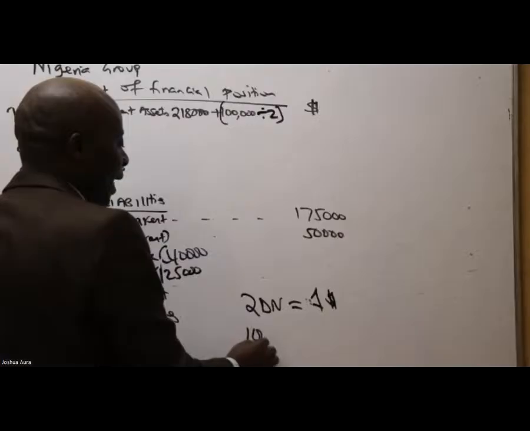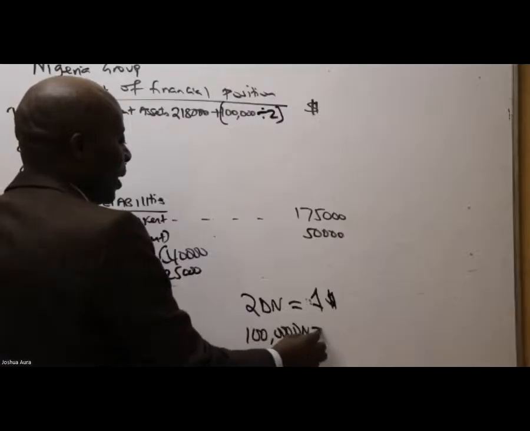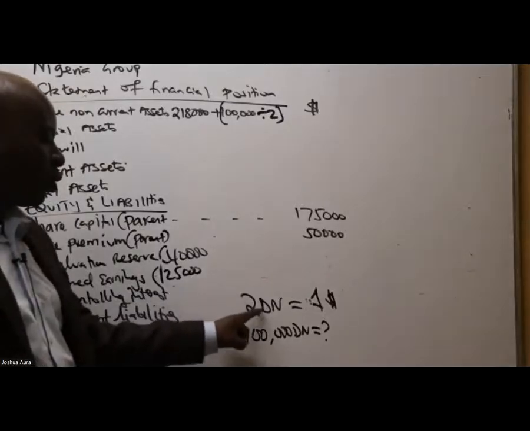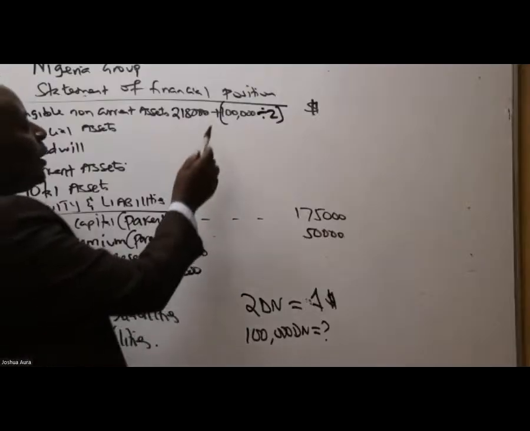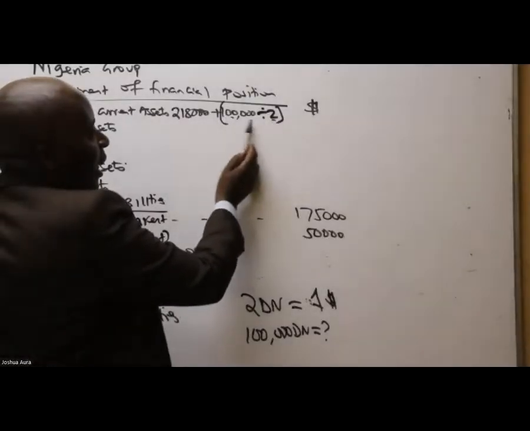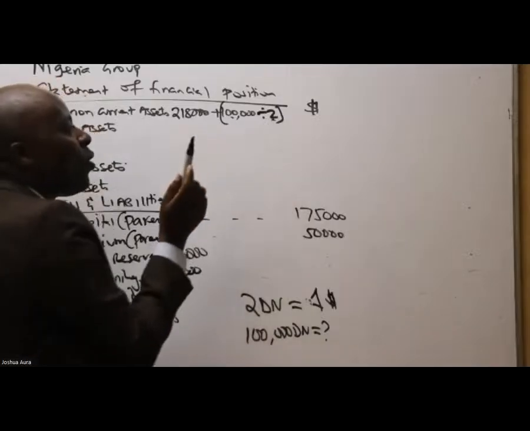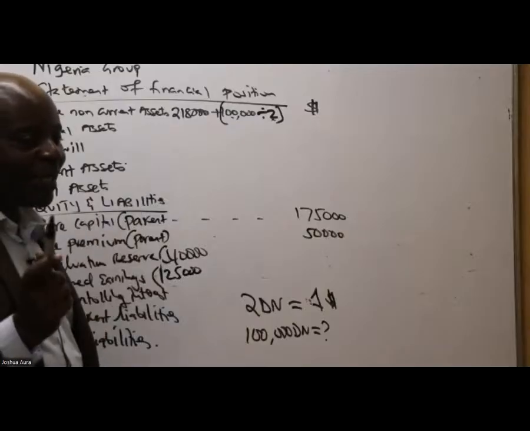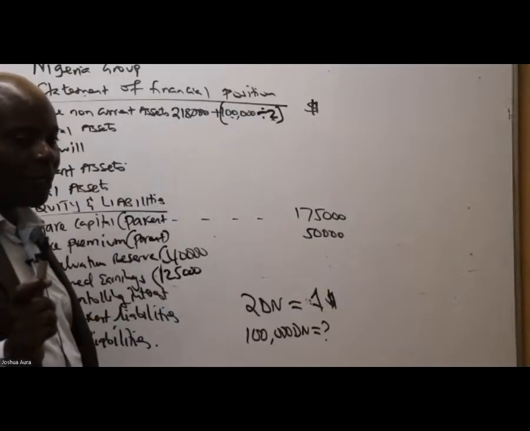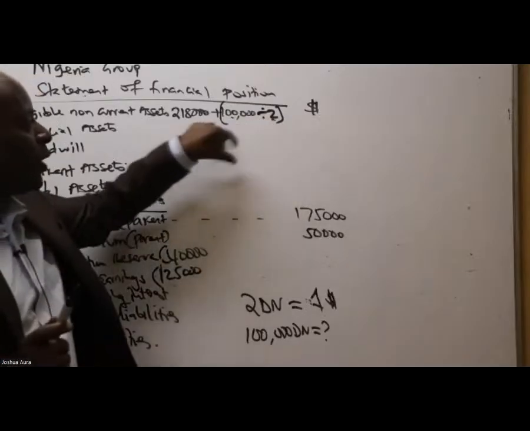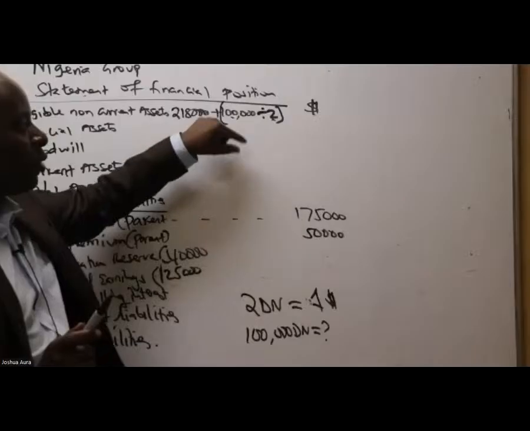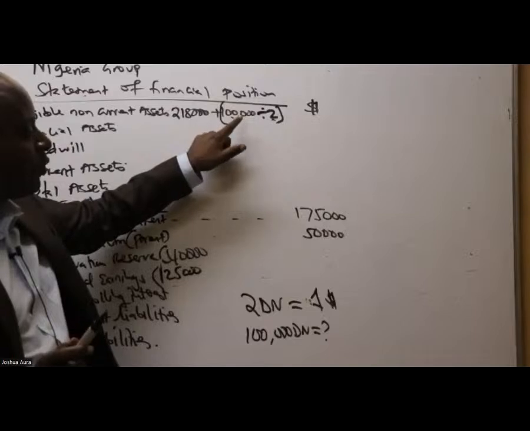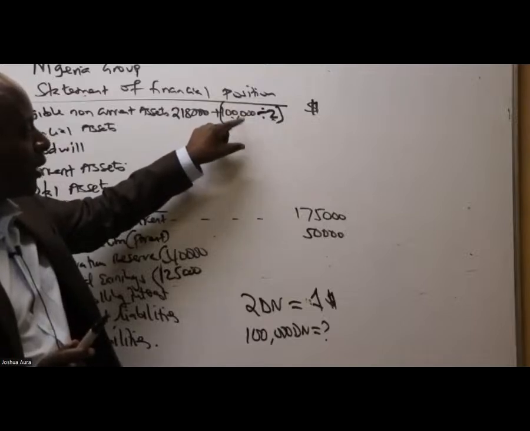How about 100,000 DNs? If you cross multiply, at the end of the day, you'll realize you're supposed to be dividing. After all, I know that these are DNs and these are DNs, and there is no way you can multiply DN with DN. You'll end up getting DN squared. No way. The only way of doing away with the DN is to divide, for purposes of canceling DN and DN.